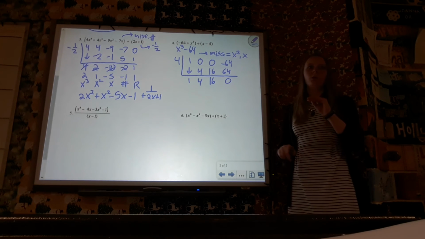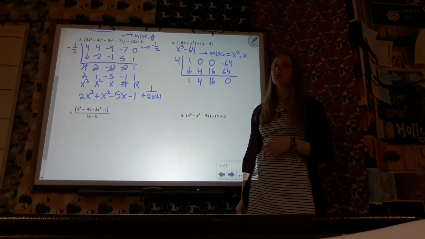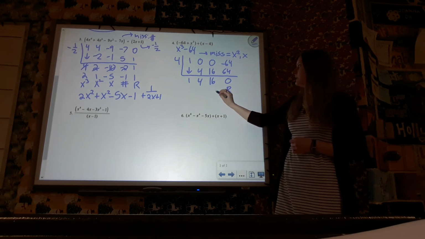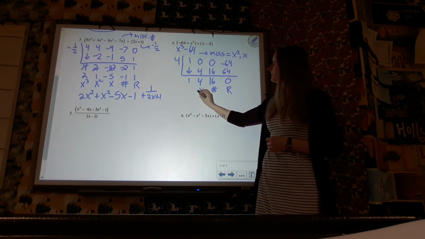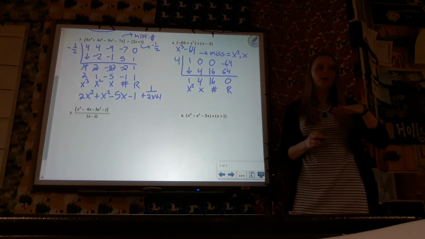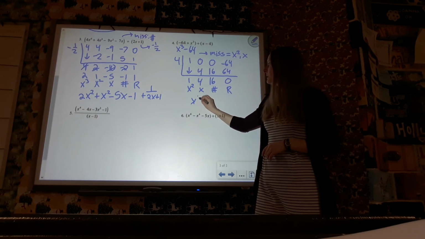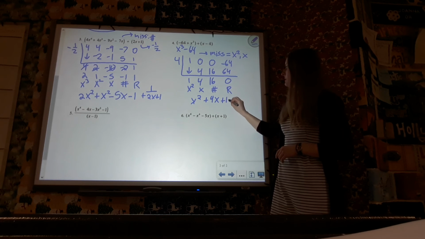Alright, do I have to do the whole extra division process thing? No, because this is not a fraction. Alright, so the 0 represents the remainder, 16 is the number without a variable, 4 is the x, and 1 is x squared. So again, it went down 1 degree from the dividend. So then my final answer would be x squared plus 4x plus 16.